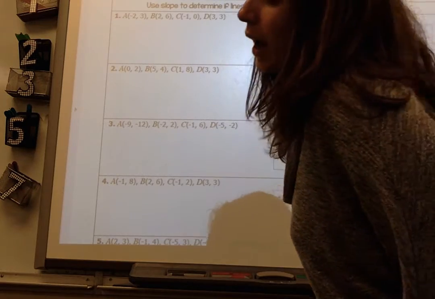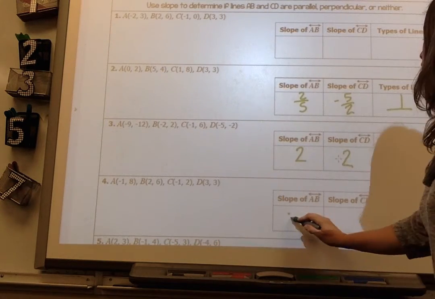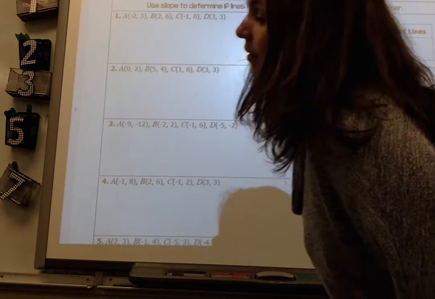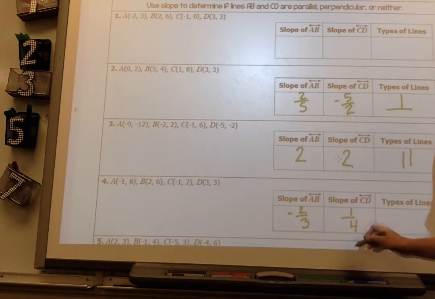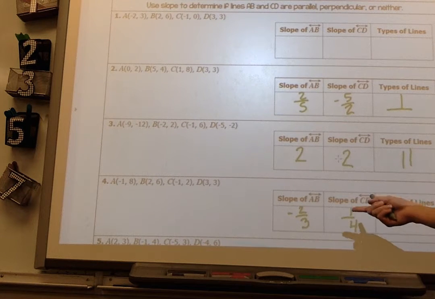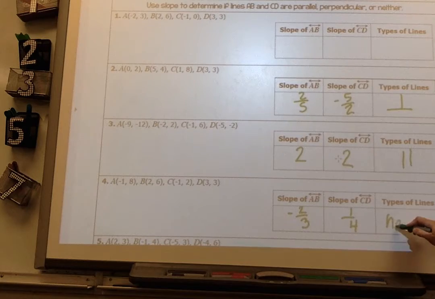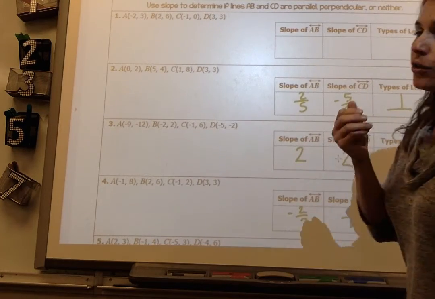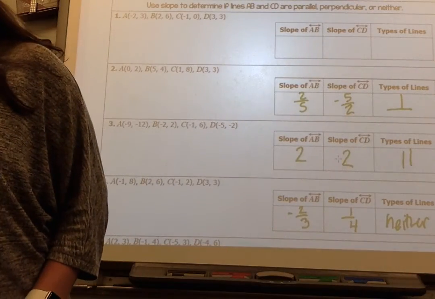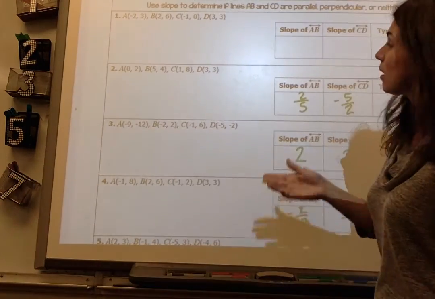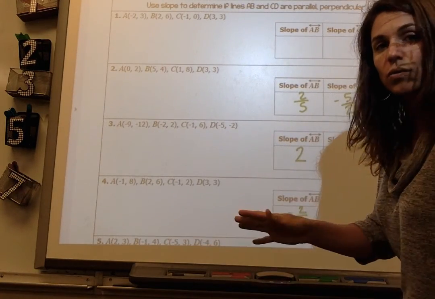Number 4, the slope of AB is negative 2/3, and the slope of CD is going to be 1/4, neither of which is a negative reciprocal or the same, so this is neither. And yes, you need to spell out the word neither. All right, that is your quick refresher for parallel lines and perpendicular lines. If you have questions, come and see me in tutoring, but that should get you through the homework.